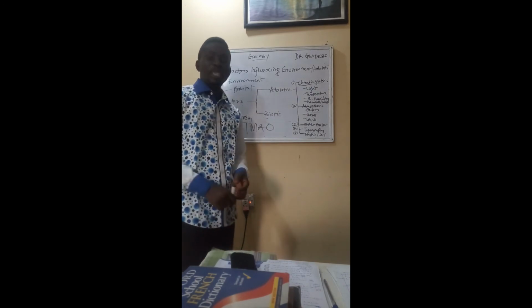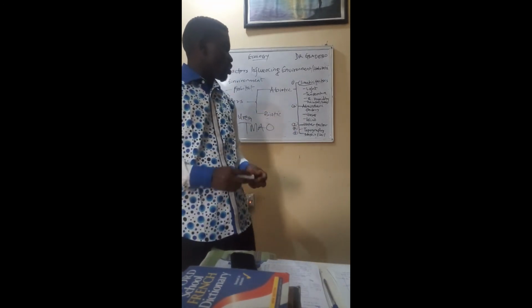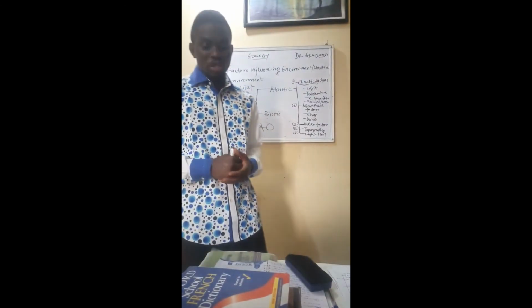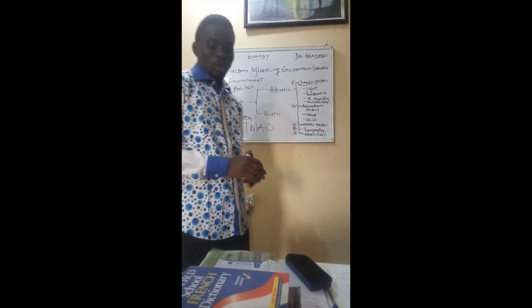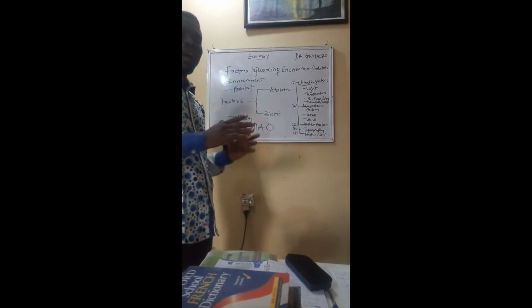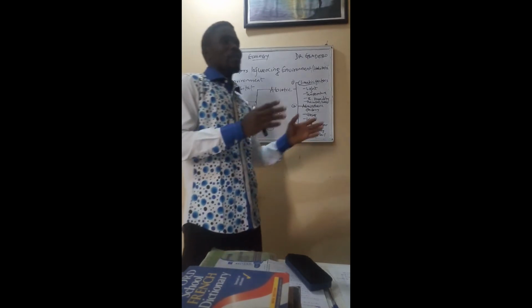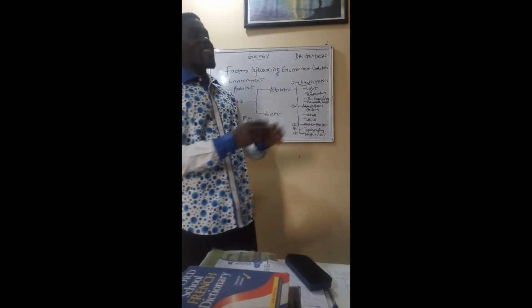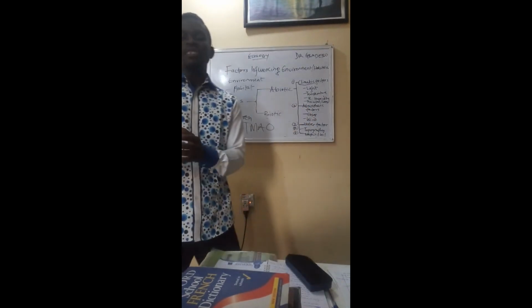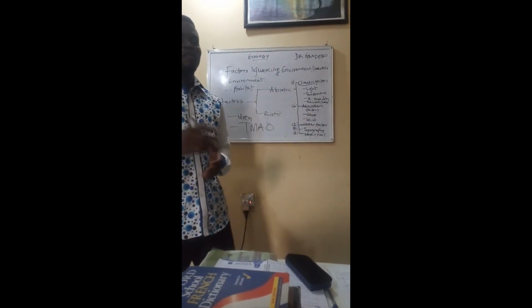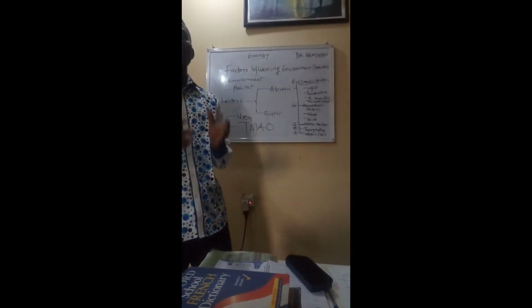So that takes me to the next abiotic factor, and that is topography. Topography has to do with the form and features of land surfaces. It has to do with the shapes, the slopes, the gradients you find in different land surfaces. From place to place, there are different land surfaces.